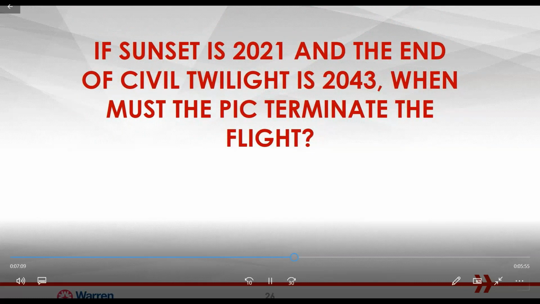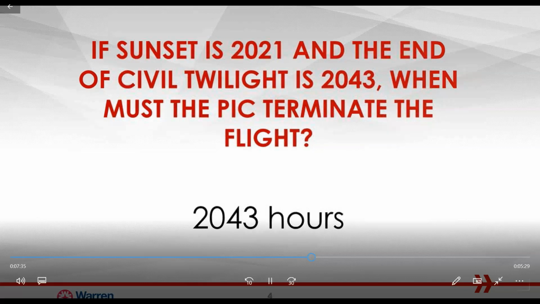If sunset is 2021 and the end of civil twilight is 2043, when must the PIC terminate the flight? Sometimes you would add 30 minutes, but they tell you when it ends at 2043. So normally you might think 2051, but because they actually give you the end time, it is 8:43 or 2043 hours.